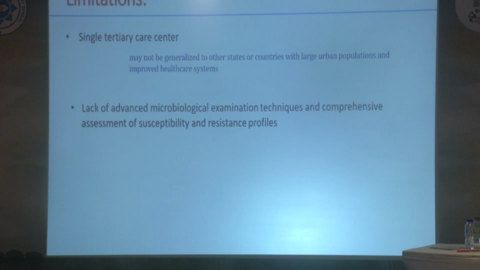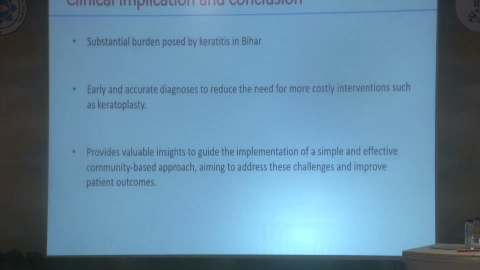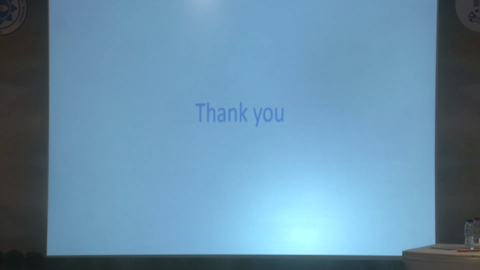A limitation of this study is that it was a single tertiary care center study, so it cannot be generalized to all other populations and other states. And there was a lack of advanced microbiological examination, resulting in poor yield. As a clinical implication, if we could provide the population with early diagnosis or access to the nearest health center and simple, effective treatment, then definitely it can reduce the severity as well as the corneal ulcer rate, and therefore it will also decrease the need for keratoplasty.